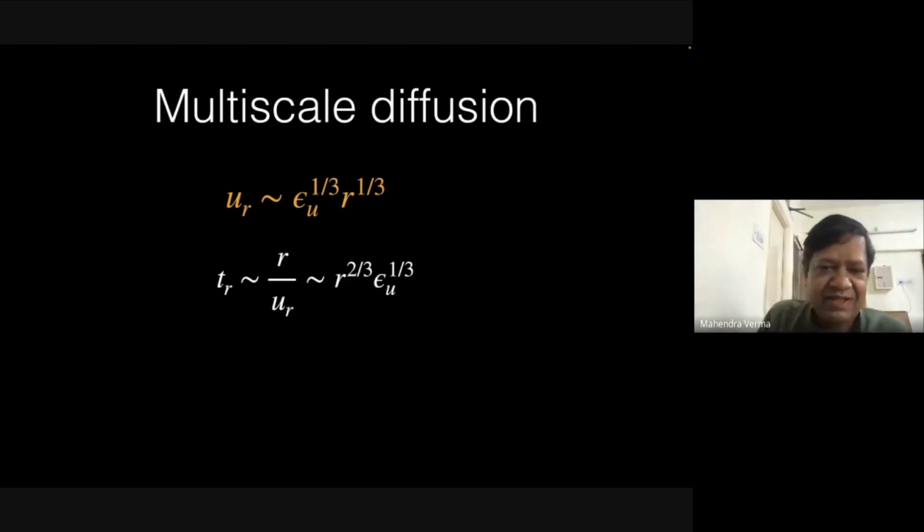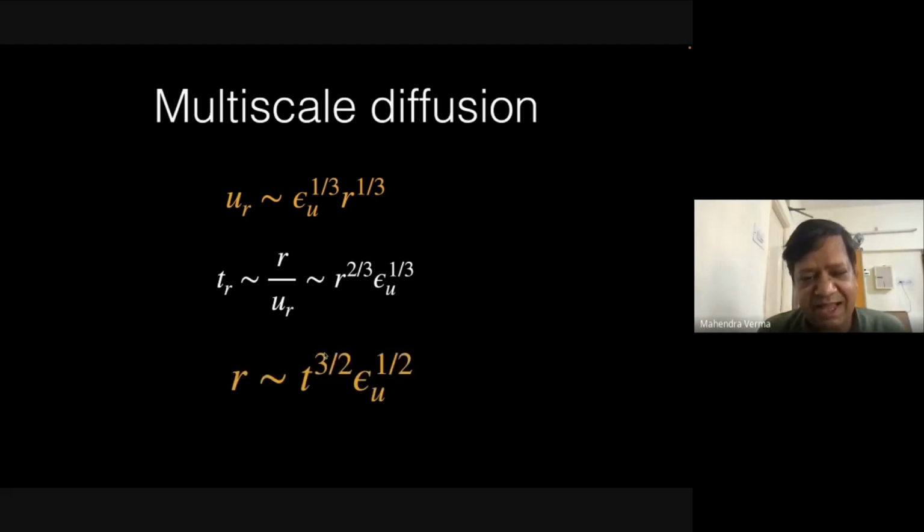Now we can find the time scale. Time is r by u_r, and this is a different scale. We just plug in this formula. Time is r to the 2/3 epsilon to the minus 1/3. Now I can invert it. I can find r as a function of time, and r goes as t to the power 3/2. So it turns out the diffusion in the atmosphere goes like this law, t to the power 3/2.